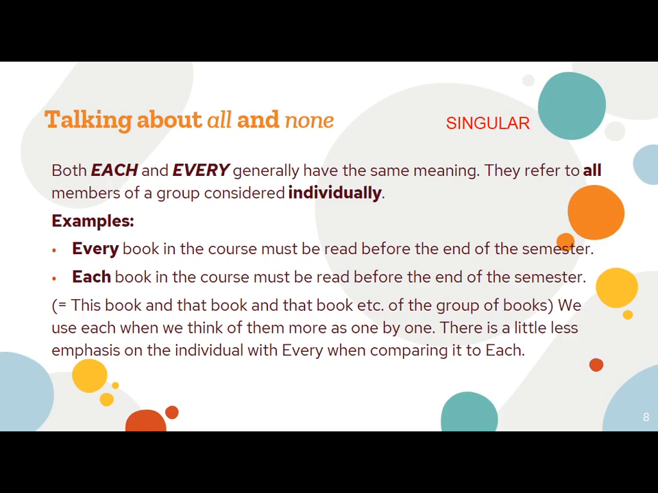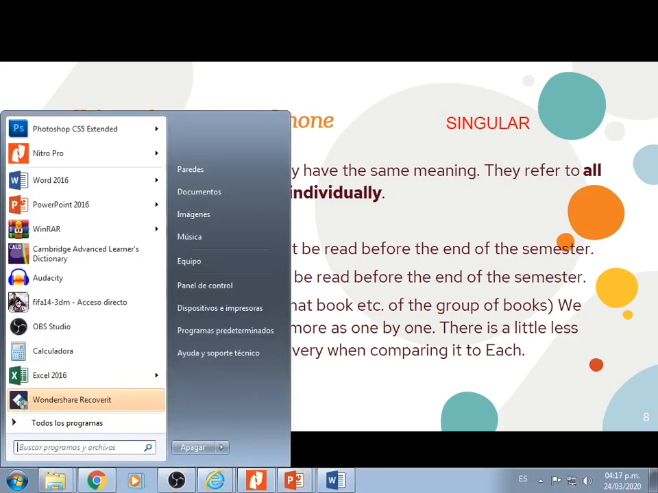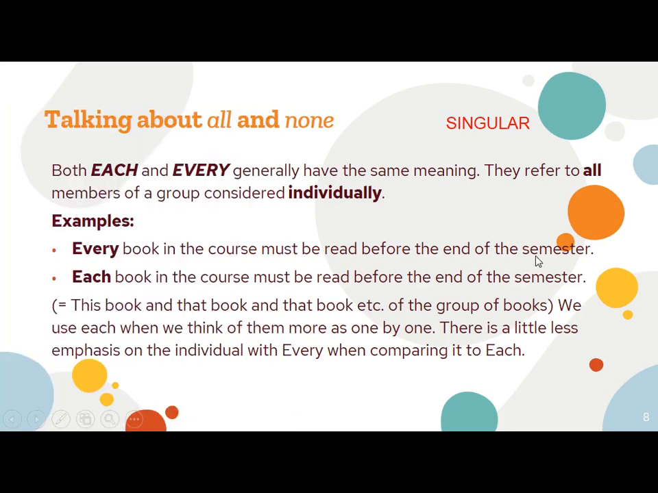Both each and every generally have the same meaning. They refer to all members of a group considered individually. So that means every time that we use each and every, it is like we're taking the group as a whole, but taking the individual person, thing, or in this case, animal. Let's take a look at the example so I can give you my own information. So we have the first one: every book in the course must be read before the end of the semester. Each book in the course must be read before the end of the semester. In the case of the book, this book and that book and that book, etc., that is what we're going to start using.